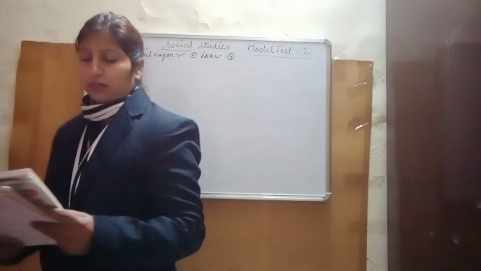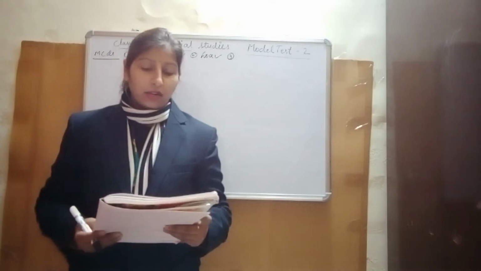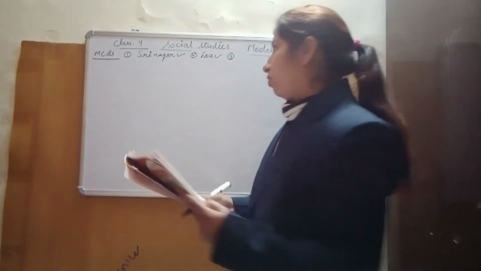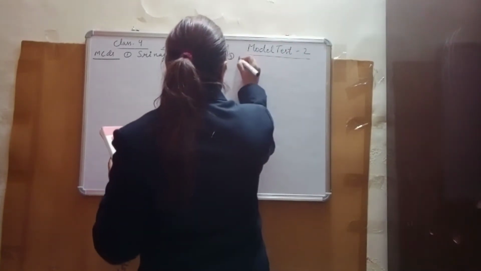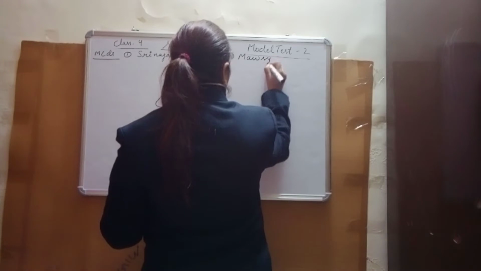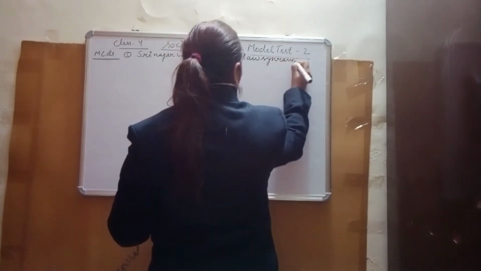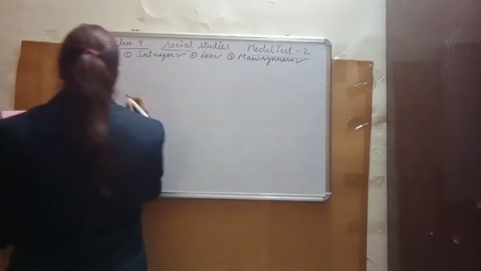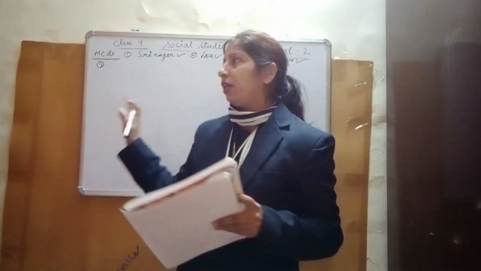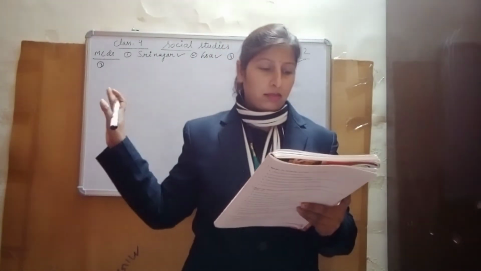Mark tick. Name the area that receives the highest rainfall in the world. That is Mawsynram. Write down Mawsynram. Mark tick on the answers. Read the question from the book. I am writing the answers. You can mark the answers.